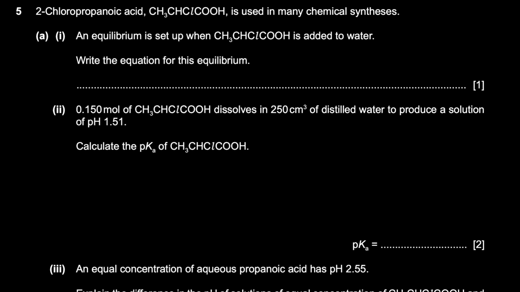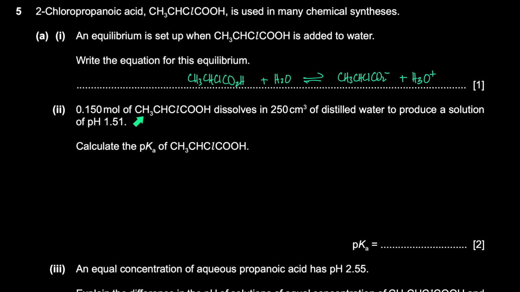Here we have question number 5, which says 2-chloropropanoic acid is used in many chemical syntheses. An equilibrium is set up when CH3CHClCOOH is added to water. Write the equation for this equilibrium. Obviously this is a weak acid. So CH3CHClCO2H reacts with water. The carboxylic acid donates the protons and water acts as the base, so you form CH3CHClCO2- and H3O+.